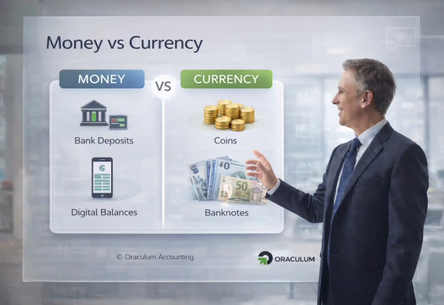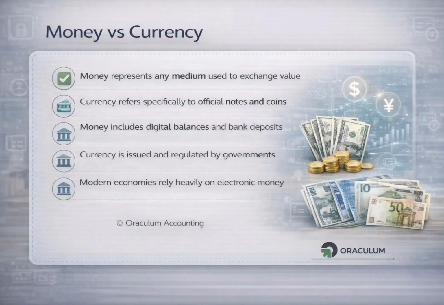Money is a broader economic concept that includes bank deposits, digital balances, and financial claims used as a medium of exchange. Currency is a narrower term that refers specifically to the officially issued notes and coins of a country. In modern financial systems, much of the money circulating in the economy exists in electronic form rather than physical currency.